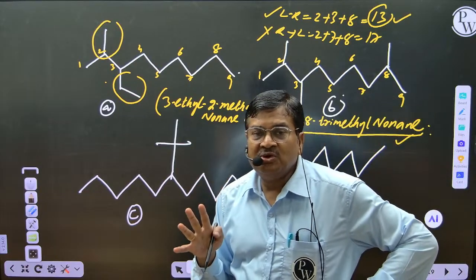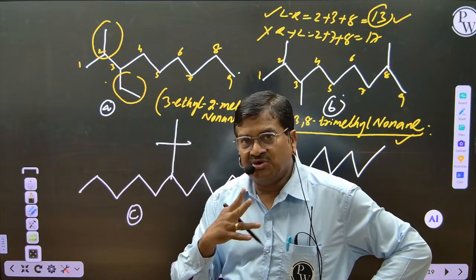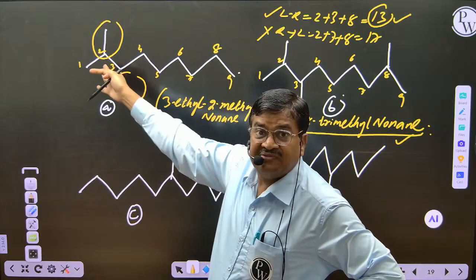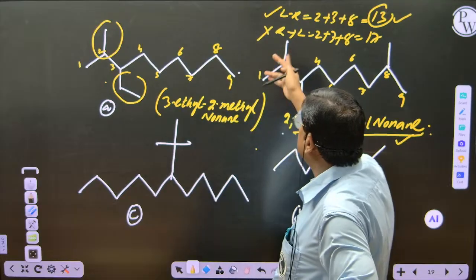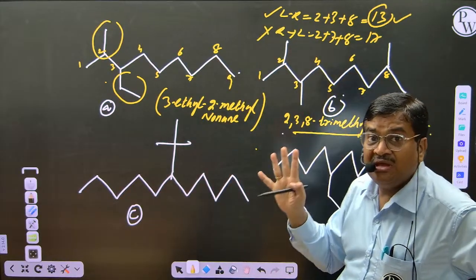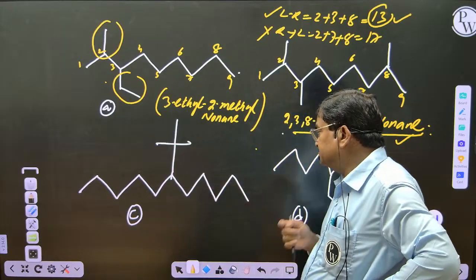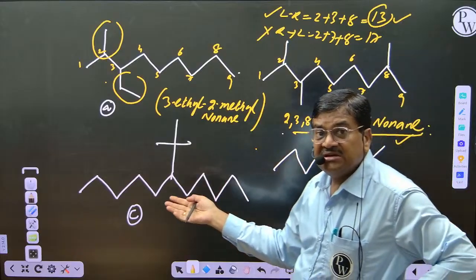Sum rule: we apply the sum rule when the first locant is the same. If the first locant is not the same, no need. Directly, see here, there is no other competition for the first locant, so no need to go by the sum rule. Directly you can give numbering. But if the first locant is coming the same for both, you have to be careful. You have to apply the sum rule, right? Now find for this. Now select the long chain for this.